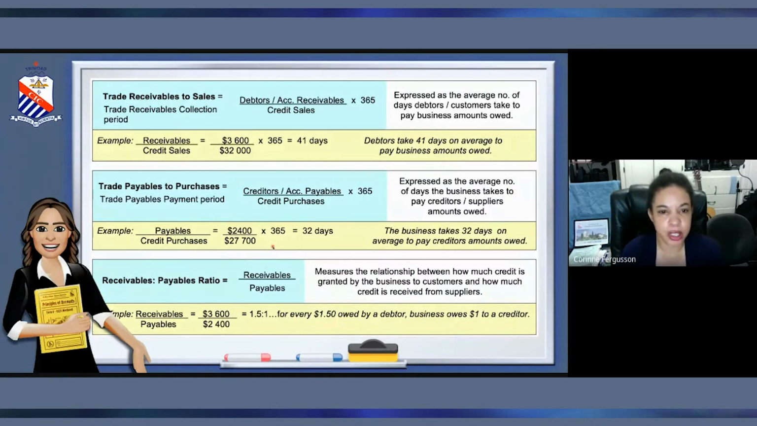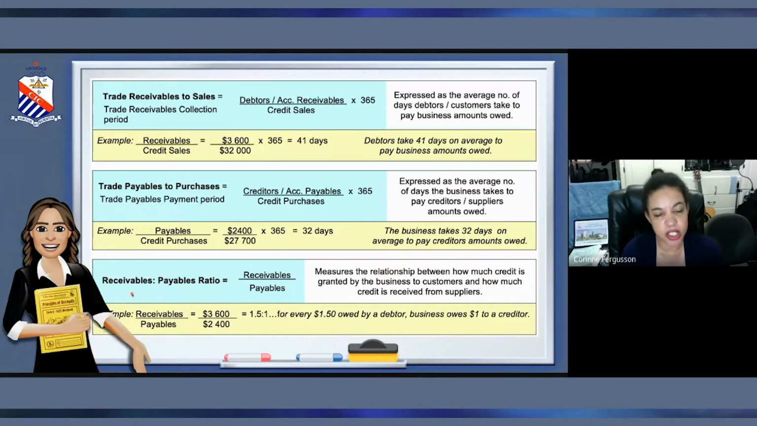So in your workbook, you would see three ratios, the first being your trade receivables to sales. Remember, trade receivables is the same as debtors and accounts receivables. So we will learn the formula for this ratio. Then we have the second one, your trade payables to purchases, which would be your creditors, also known as your accounts payables, over your purchases.